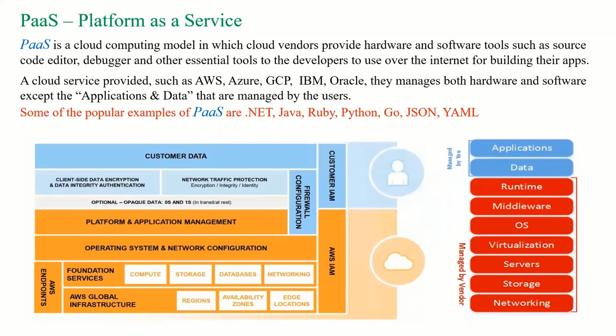So next comes platform as a service. Platform as a service is a cloud computing model, once again, in which cloud vendors provide hardware and the software tools such as the source code editor, debugger, and other essential tools to the developers to use over the internet to build their applications. Here, some of the popular cloud service providers are AWS, Azure, GCP, IBM, Oracle.